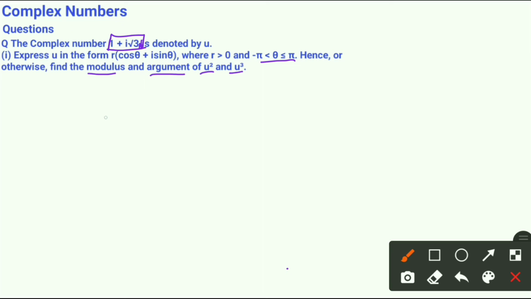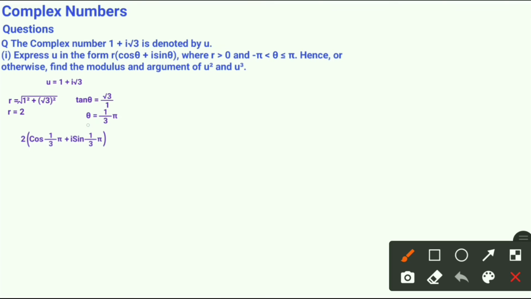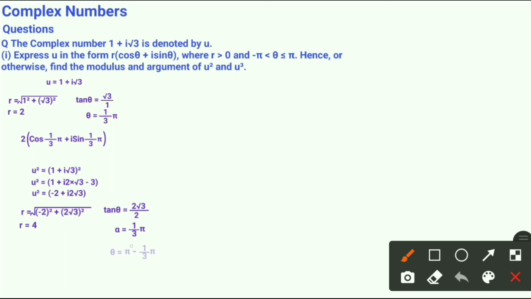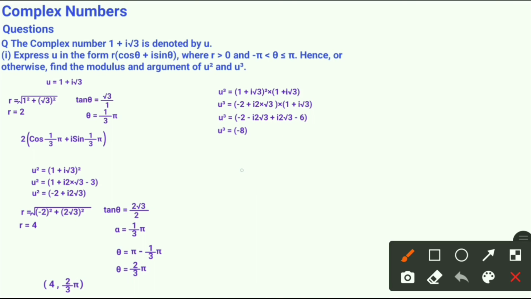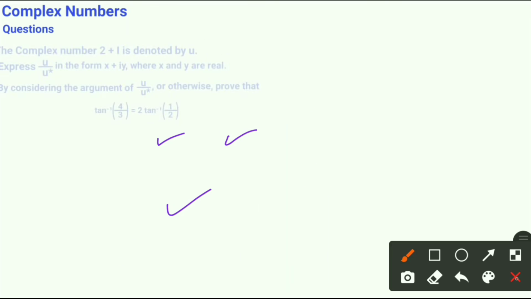First of all, we need to write this in this form. We can do that, it's so simple. How are we going to do that? We take the modulus like that, take the argument like this and put it in this form, then square it. We can find the modulus and argument again like this. As for the cube, again we do something like this. That's how it is.